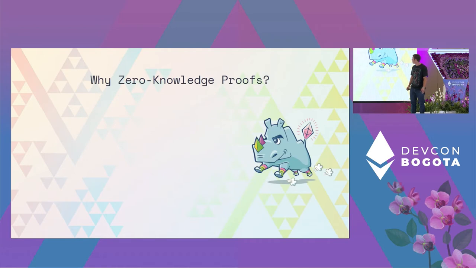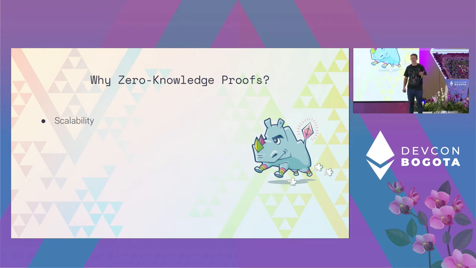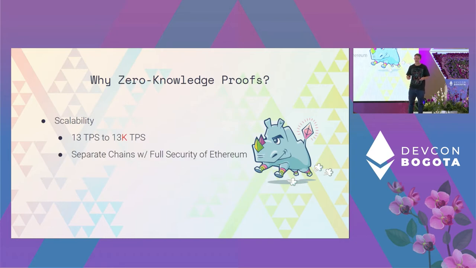So why do we need zero-knowledge proofs in Ethereum? The first thing that we struggle with is scalability. Right now, on main chain, we can do about 13 transactions per second. And we really need to get into that 13K transactions per second, if not significantly higher, to get in the Visa range. So how do zero knowledge proofs help us? They can take fully separate chains, and they can impart the full security of Ethereum to those chains.